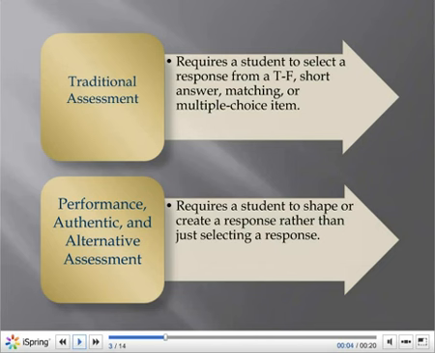Our first question was, what is it? On a larger scale, we can think of assessment in two ways. Traditional assessment requires a student to select a response from a true-false, short answer, matching, or multiple choice item. And then what's sometimes called performance assessment, or authentic assessment, or alternative assessment. And all of these require a student to shape or create a response rather than just selecting a response.